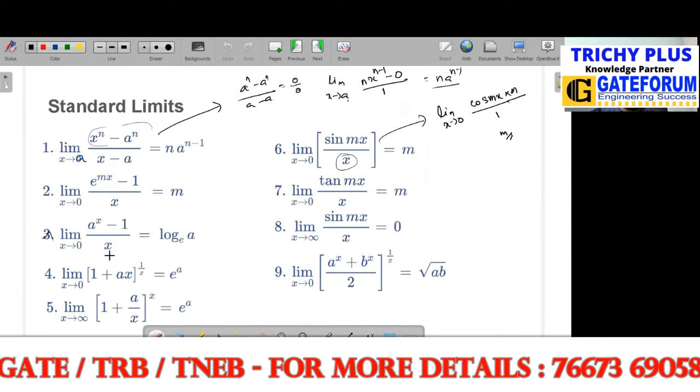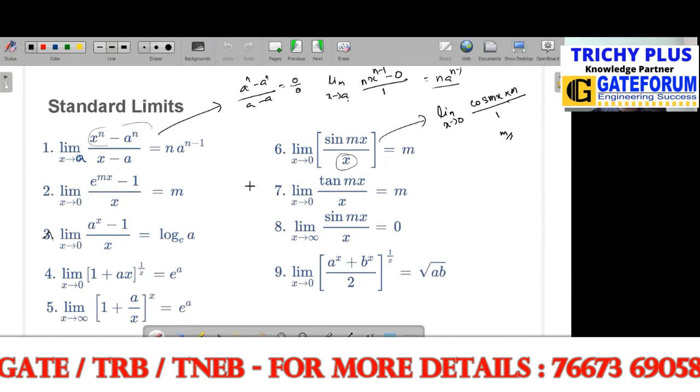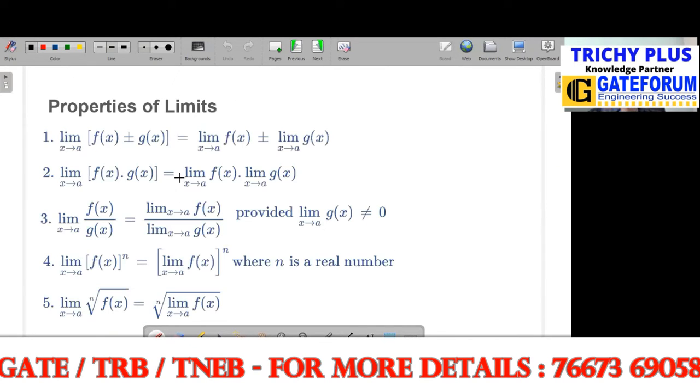So there is nothing difficult to understand here. If you just apply L'Hospital rule, you will get it. Okay, fine. And these are some of the properties of limit.